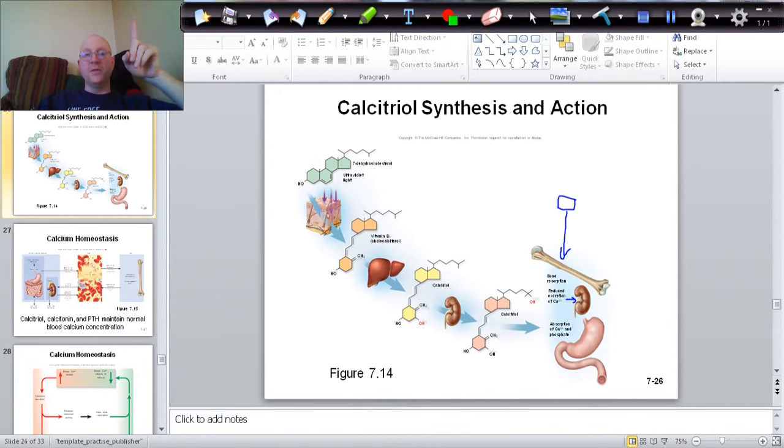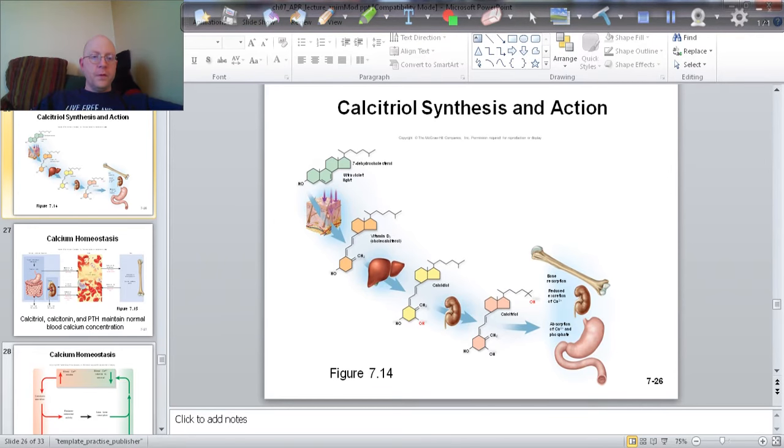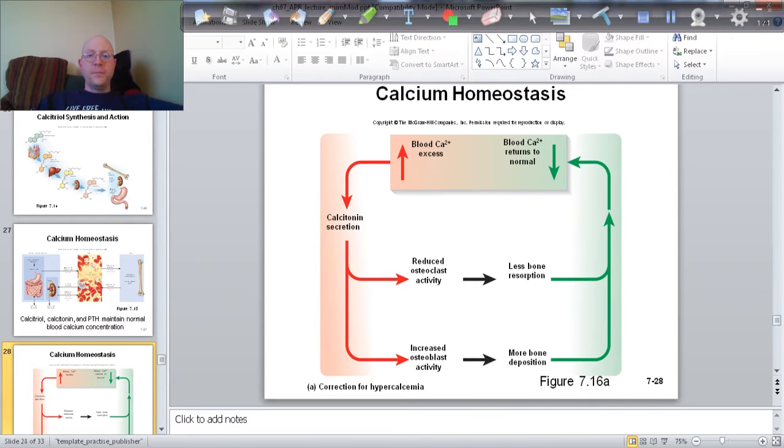Vitamin D, or calcitriol, raises blood calcium by preventing its loss from your urine, increasing its uptake from your gut, and also increasing its resorption from bone through increased osteoclast activity. Okay. Then there's number two. Number two is calcitonin. Calcitonin is the only one of the hormones we're going to be talking about right now that is going to be reducing your blood calcium levels.